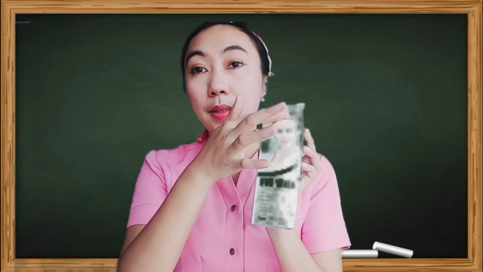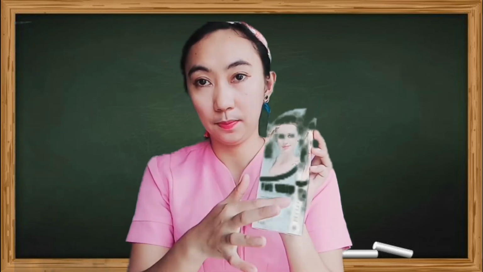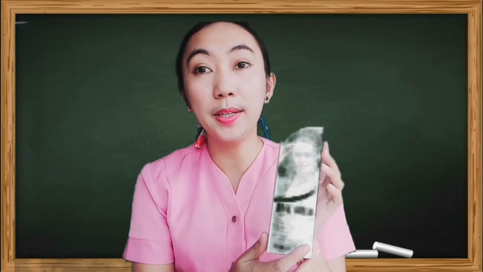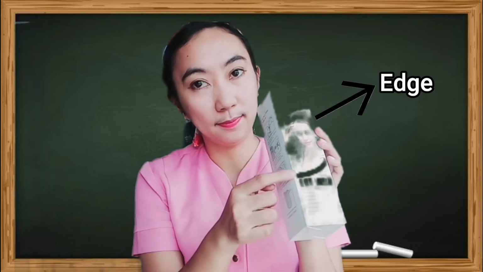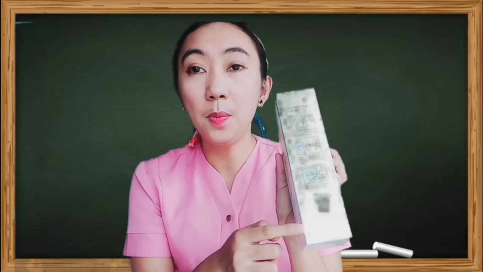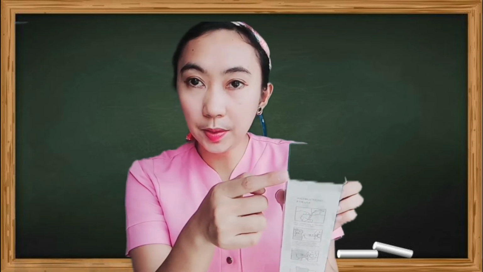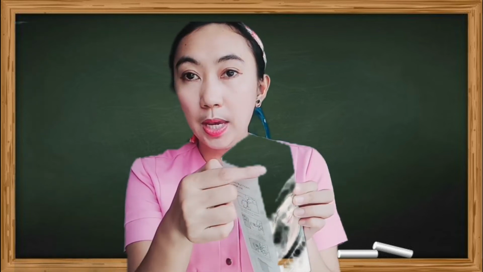From this object, where is the face? The face is the flat surface in an object. How about the edges? The edges are the sides. How about the vertices? The vertices are the corners where 2 edges meet.